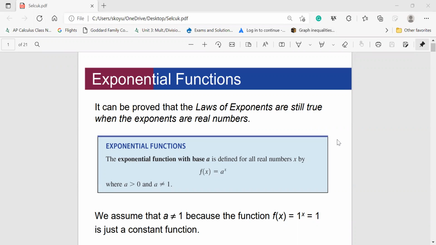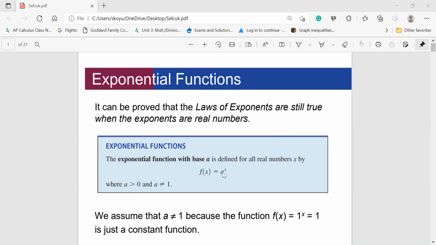So now I'm going to talk about exponential functions. An exponential function with the base a is defined as f of x equals a to the x. Here a represents the base of the function, which is just a number that is greater than 0 but not equal to 1. If the bottom is a number and the top is a variable, this type of function is called an exponential function.